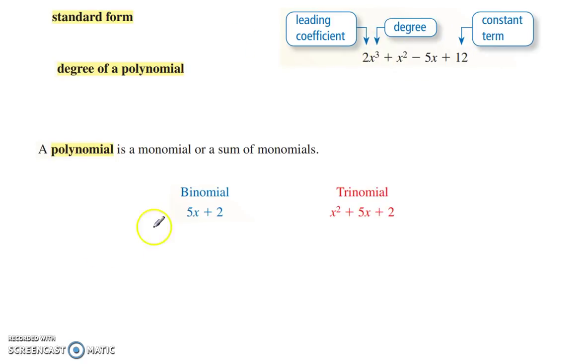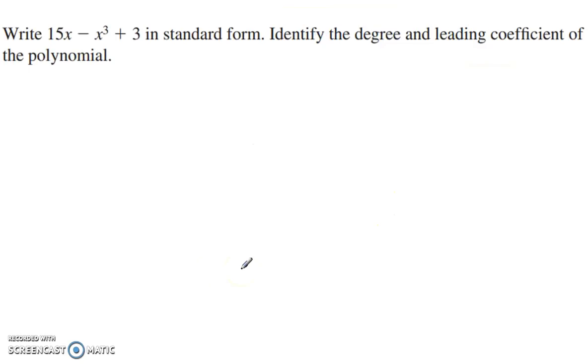All right. And then you can have certain polynomials, and we'll be working with these more specifically. If you have 2 monomials, we call it a binomial. If you have 3, 1, 2, 3, we call it a trinomial. So we'll be looking quite a bit at binomials and trinomials. A binomial has 2 monomial terms, and a trinomial has 3 monomial terms.